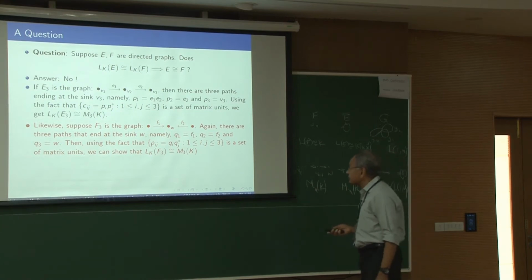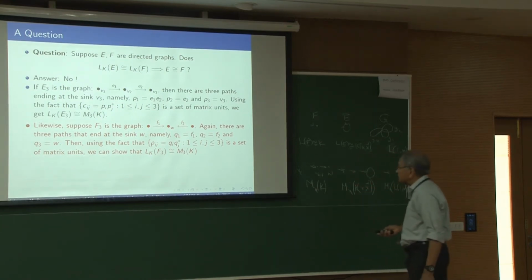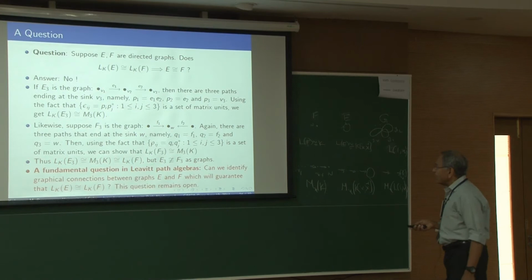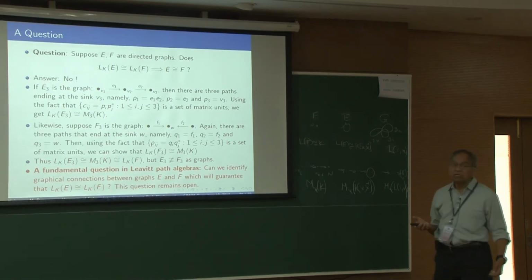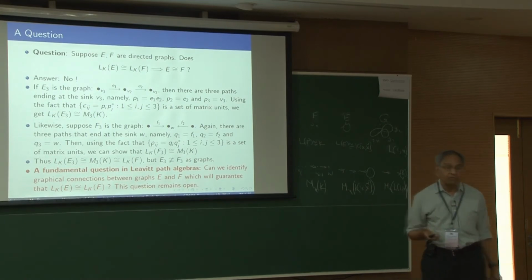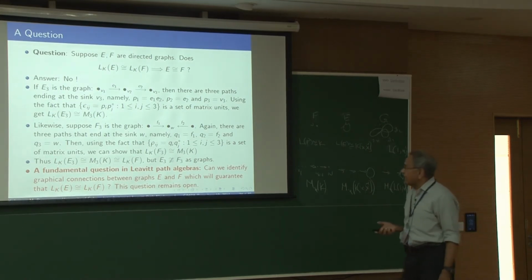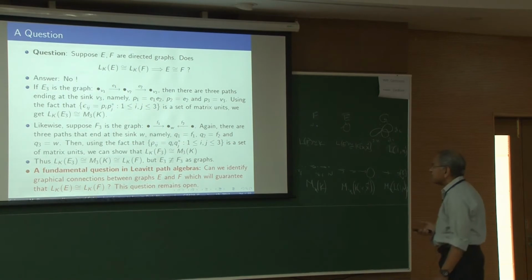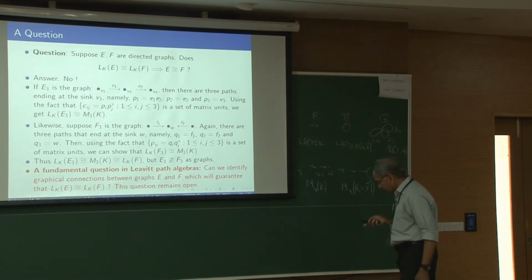So it is an open question under what conditions on the graphs E and F the algebra L_K(E) is isomorphic to L_K(F).